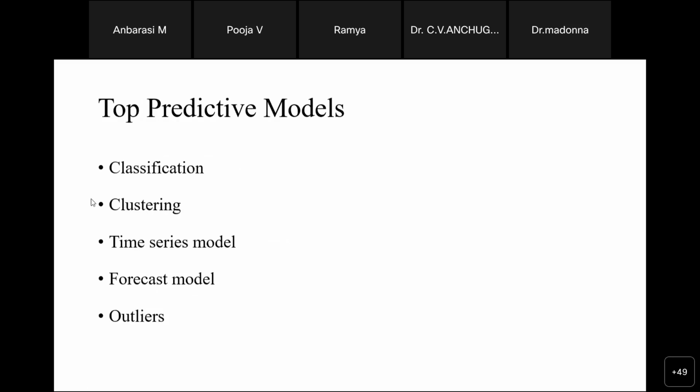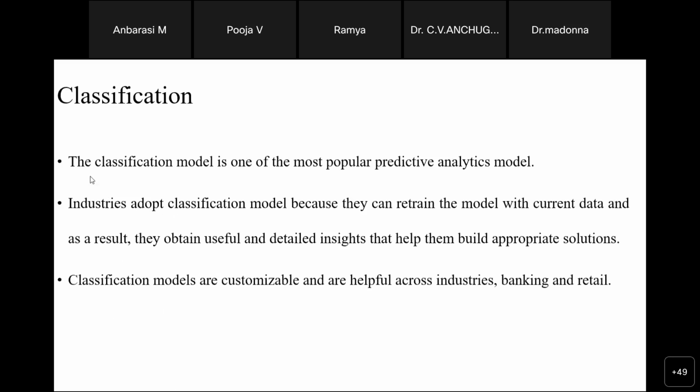These are the top predictive modeling techniques: classification, clustering, time series modeling, the forecast model, and outliers. These are all the top predictive modeling techniques. We'll see them one by one.